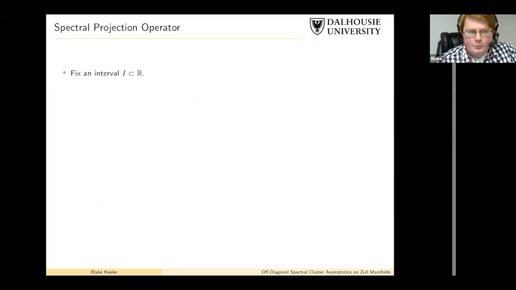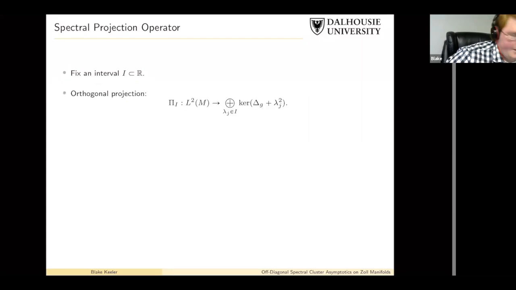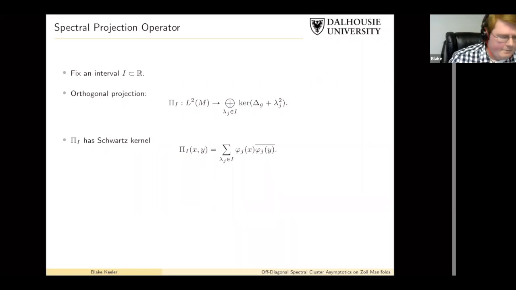I want to introduce now the spectral projection operator onto some interval in the spectrum. So I want to fix an interval I, which is a subset of R. And I will define the orthogonal projection operator pi sub I to be the orthogonal projection from L2 of M onto the direct sum of eigenspaces of the Laplacian, whose frequencies lambda j fit exactly in this fixed interval I. And in the eigenbasis on the previous slide, this operator has Schwartz kernel pi I of x, y, a function on M cross M, given as the sum over lambda j in I of the pointwise products of eigenfunctions, phi j at x times the complex conjugate of phi j at y.